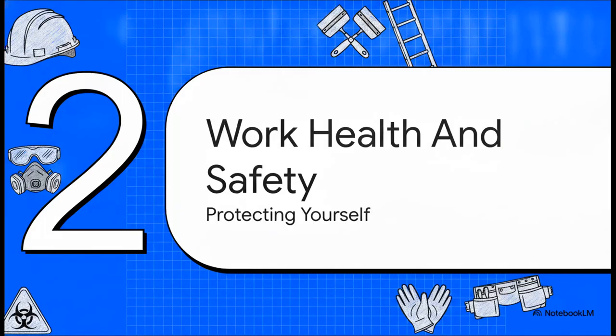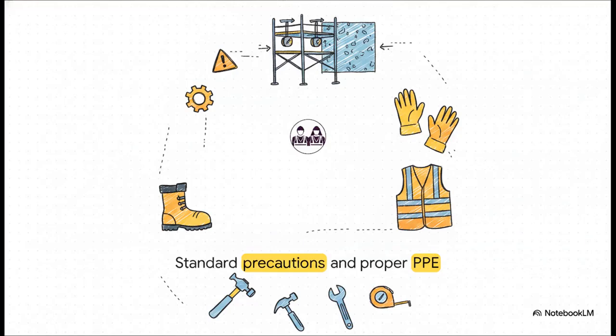Section 2. Work, Health, and Safety. Okay, let's talk safety. Standard precautions absolutely always apply in the building and construction industry. That means you must wear your safety boots, your appropriate work clothing, and honestly, whatever mandatory personal protective equipment or PPE that specific building site dictates. High-vis vests and hard hats, those are incredibly common baseline requirements.